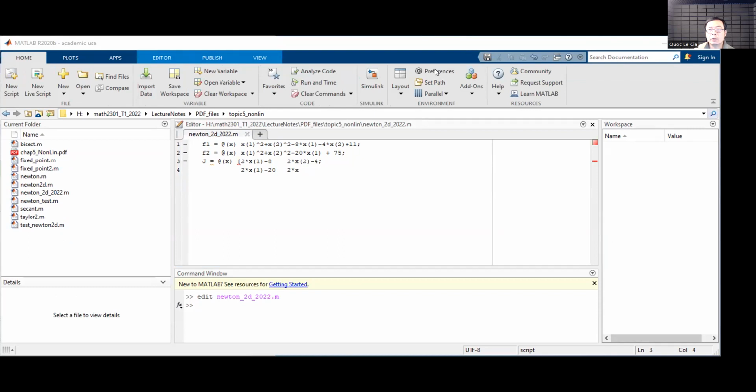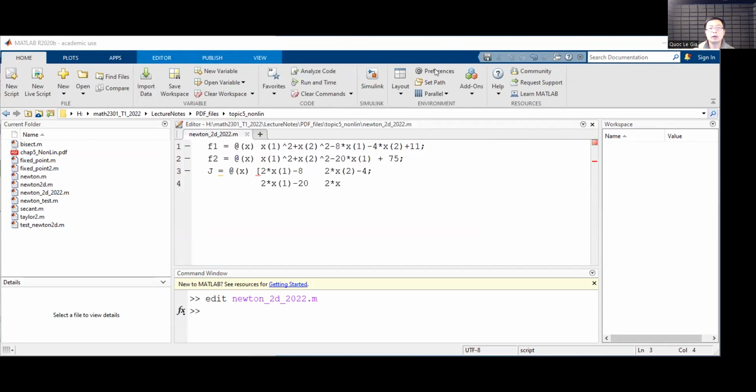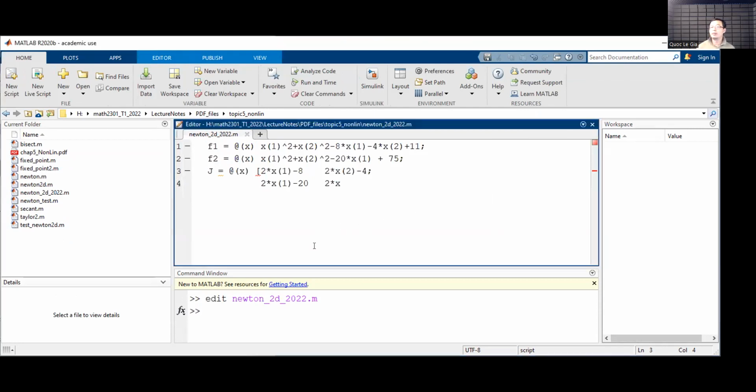So the font will be, say, 14. Okay, so the font is bigger, yeah? Can you see it now? Okay, now go back to the function, yeah?